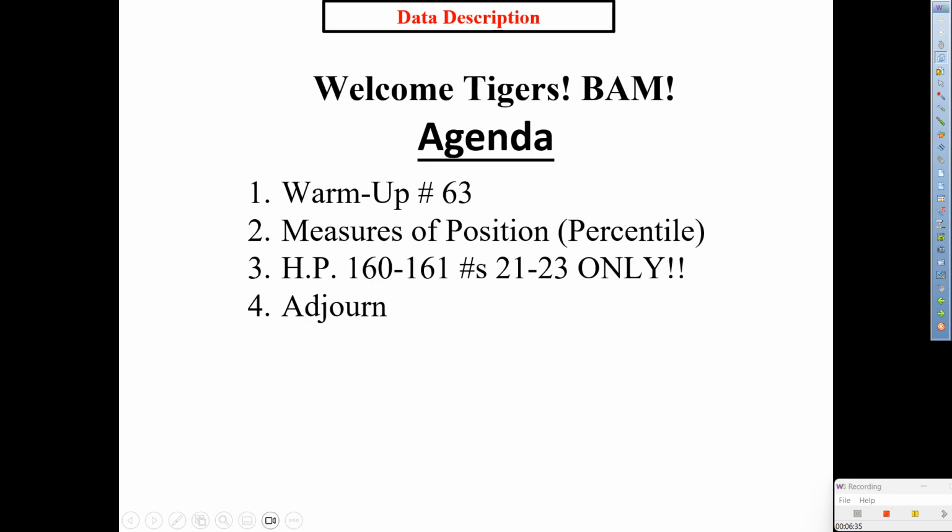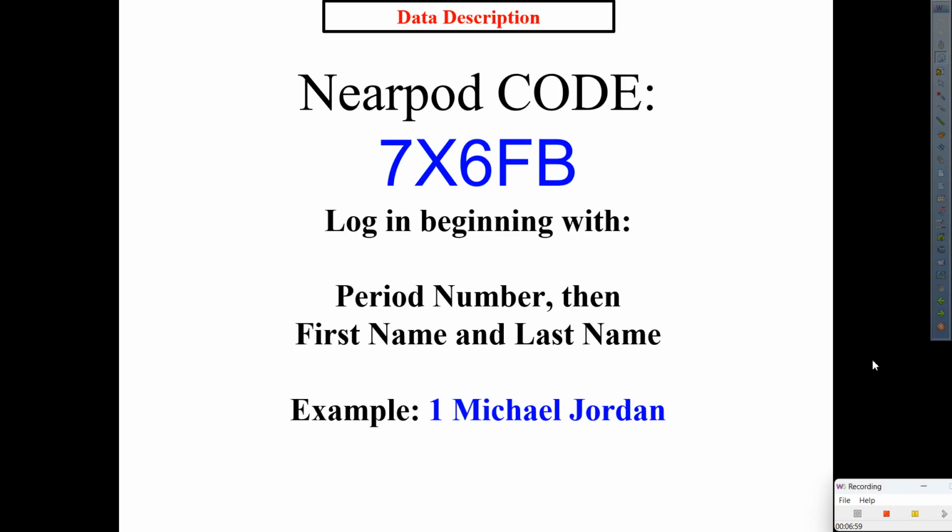And copy the agenda: warm-up number 63, measures of position. Today we're moving on to percentile. You're like, already? Oh yeah, we got this. And your homework for tonight, pages 160, 161, numbers 21 to 23. All right, copy the agenda. There it is. Give you guys some time. The session is 7x6FB. That's for today's presentation. And like I said, today we're moving on, so make sure you stay on top of your notes, please.